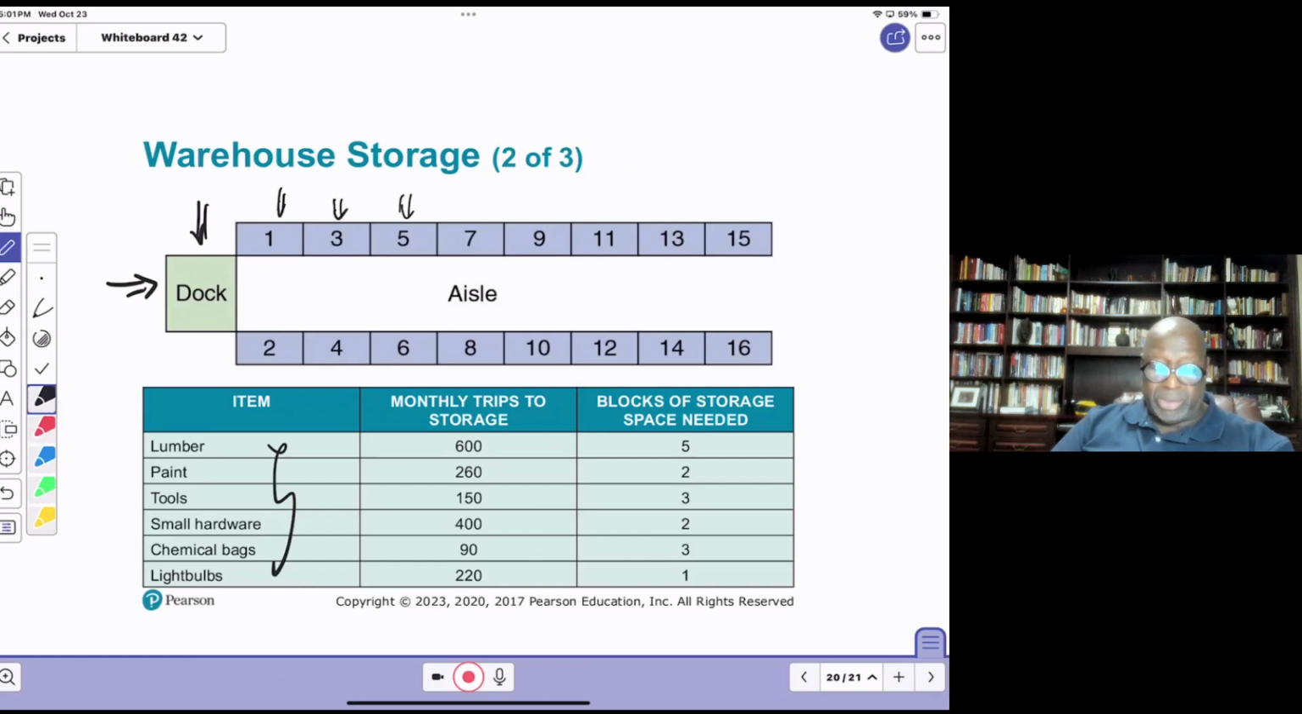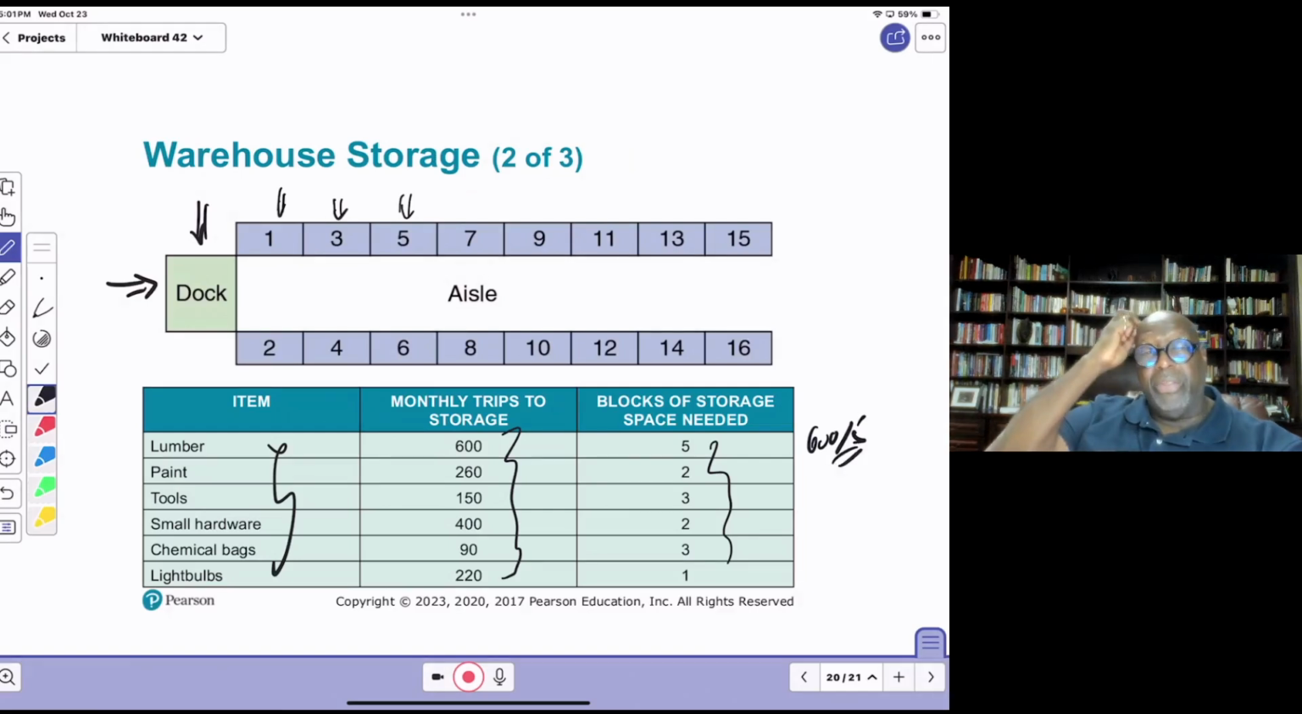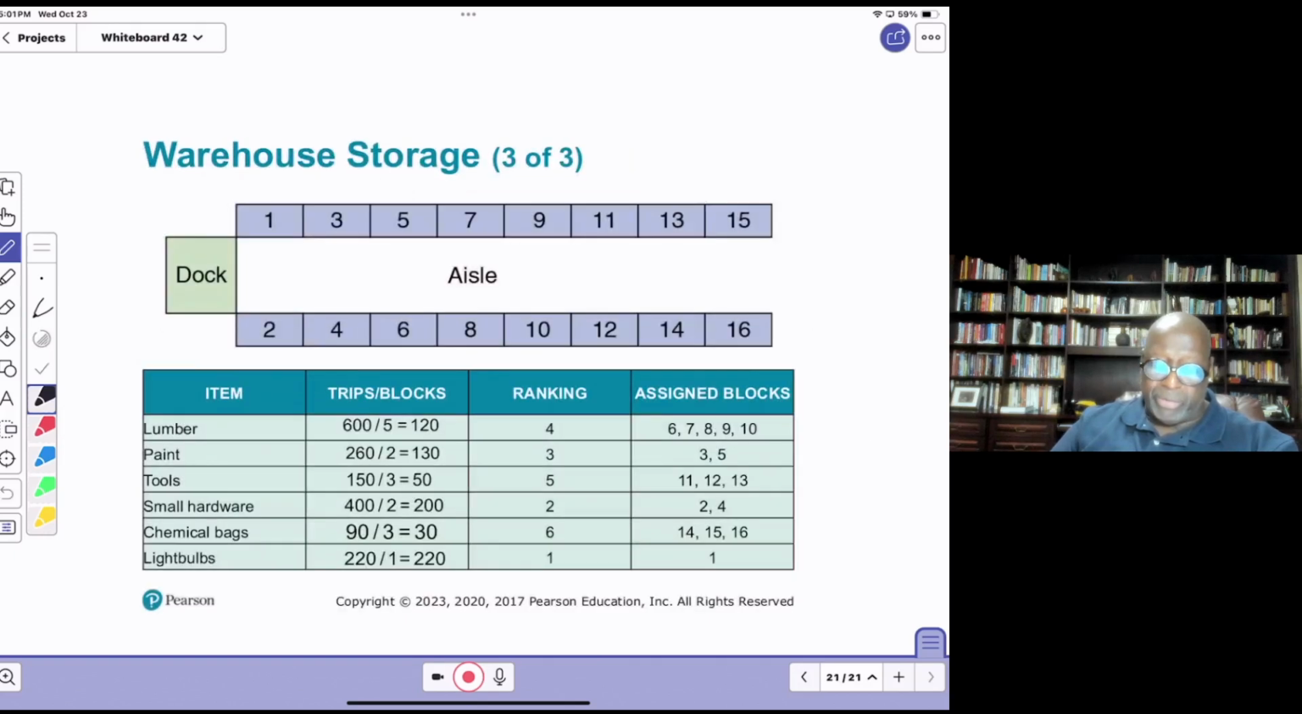So what you do is you look at the number of trips that will be made monthly, and the number of blocks needed to store the item. So if we divide the 600 by 5, then we will get essentially the number of trips per block. All right. So if we get the number of trips per block, what you want to do is prioritize those that have a lot of trips, because that's a lot of movement, and therefore you want them closer to the dock.